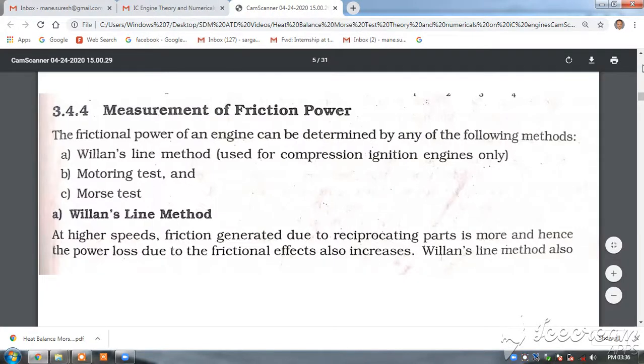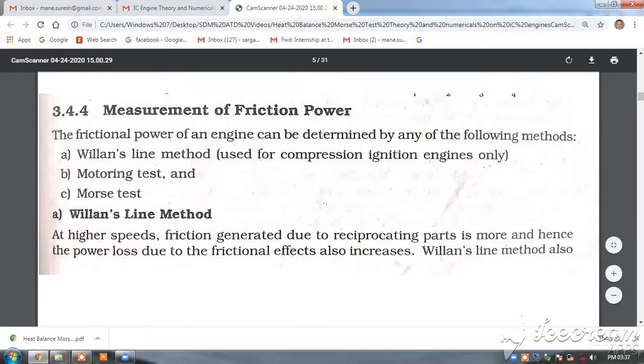Now let us look into the measurement of friction power in an IC engine. The frictional power of an engine can be determined by any of the following methods. That is the Willans line method used for CI engines, that is diesel engines. Second is the motoring test, and third is the Morse test. The Morse test, which we have seen in the past, is similar for multi-cylinder engines. The test is common. Now the Willans line method.